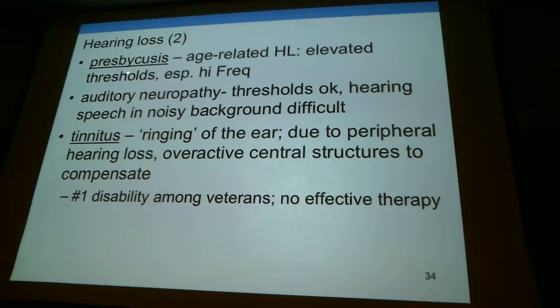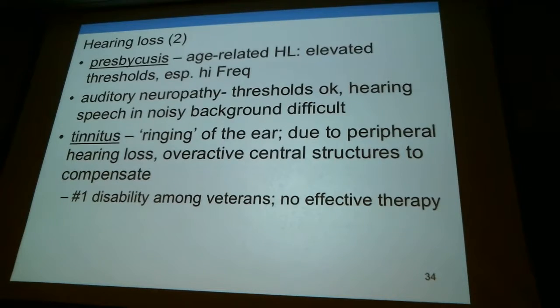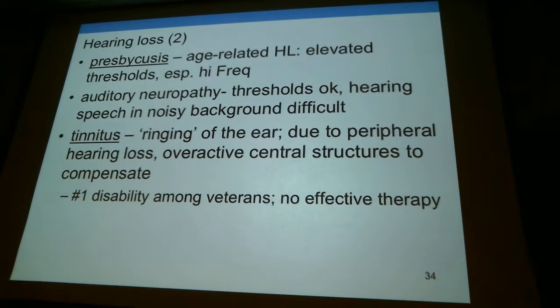Presbycusis is the term for age-related hearing loss. So we all know that our hearing gets worse as we get older. It has a particular name, and it's displayed as elevated thresholds, so sounds have to be louder to be detectable. This tends to affect your high-frequency hearing before your low-frequency hearing. So that's why old people like me can't hear the higher frequency sounds so well anymore.